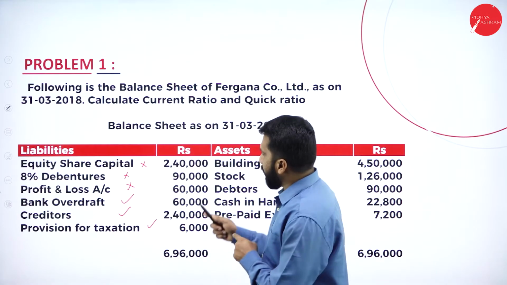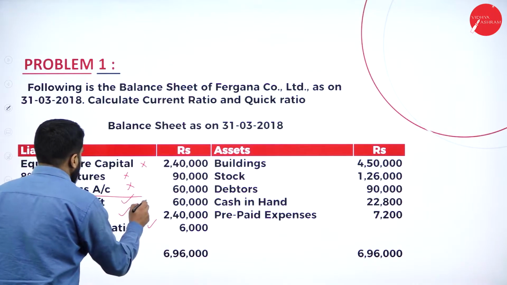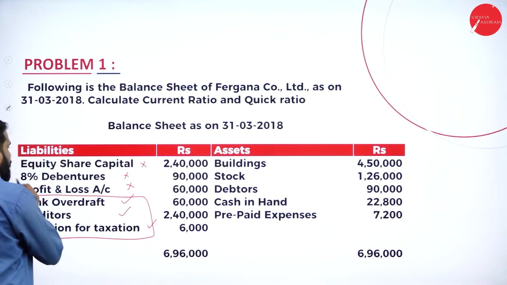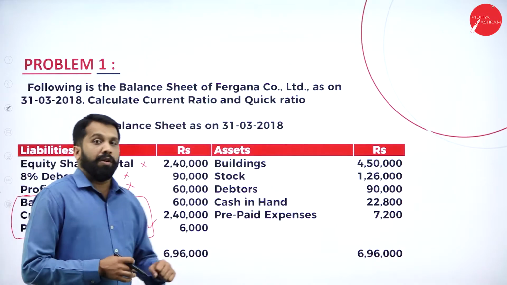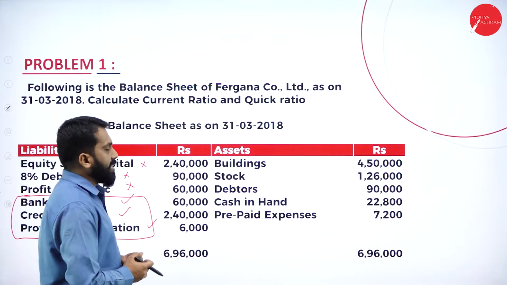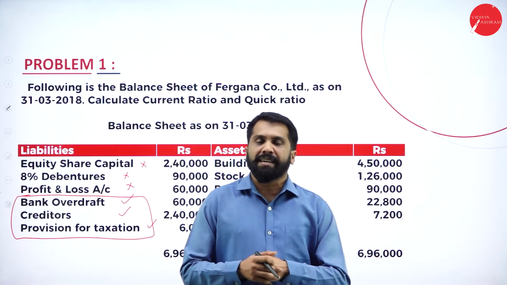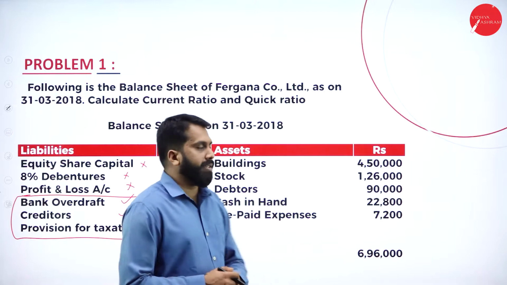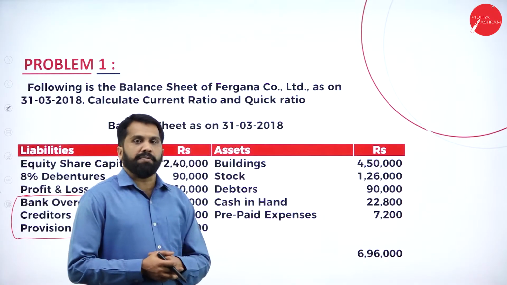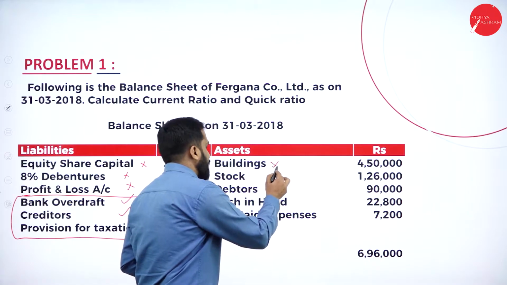Now, we're done with these things. Out of this, these 3 are called current liabilities. Now, which are current asset? Out of this, if it is for long term, we don't consider it as a current asset. Like in this, building is for long term. We will not consider it as current asset.